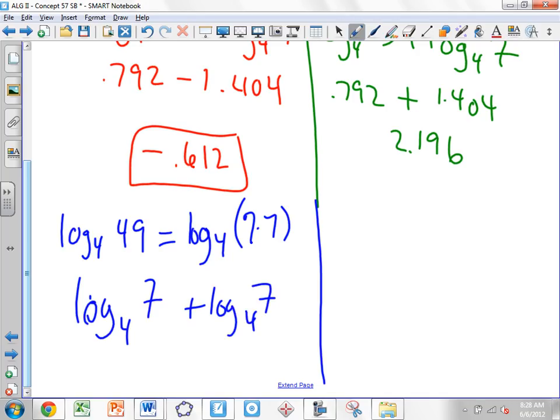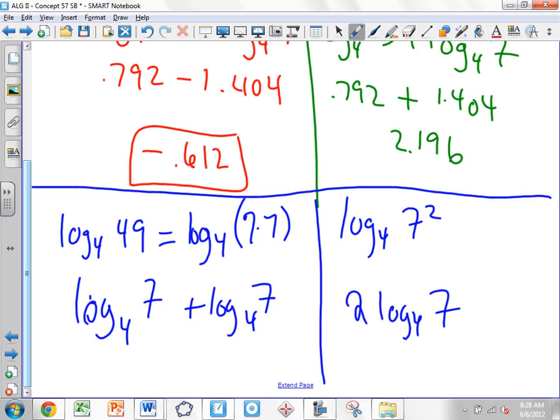What's the alternate way to do this, Luis? Good, because what can you break up the 49 into instead of 7 times 7? How would you write it? 7 squared, and then the 2 comes down front. Yes, you can do it either way. Again, either solution is acceptable here, guys. These are two alternate solutions you're seeing.